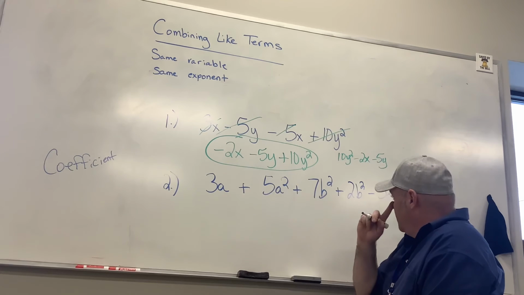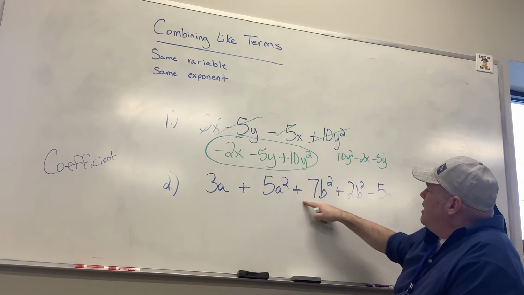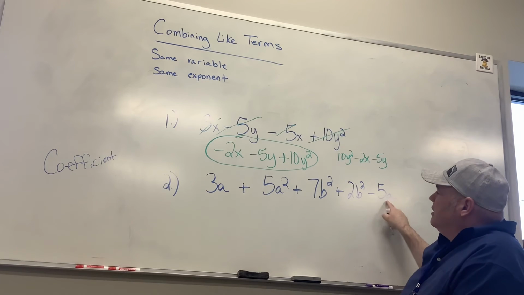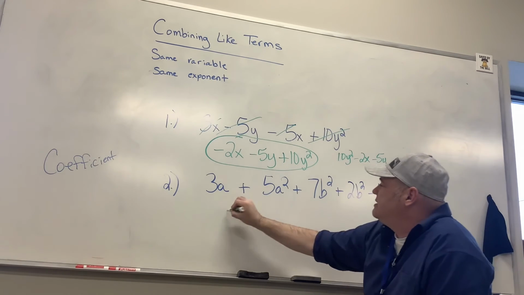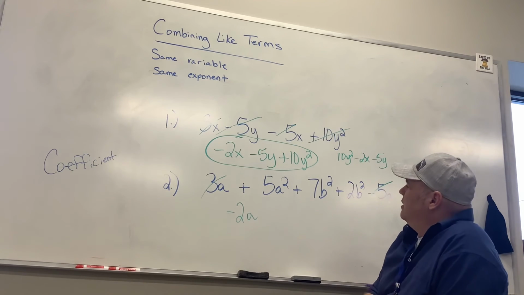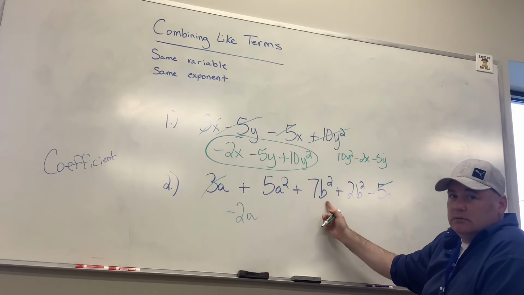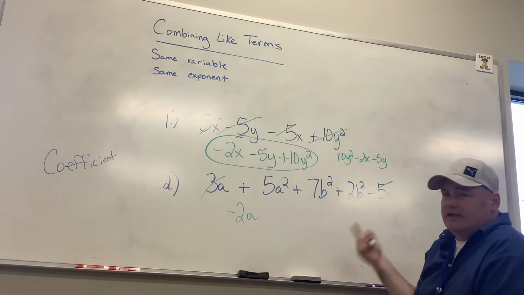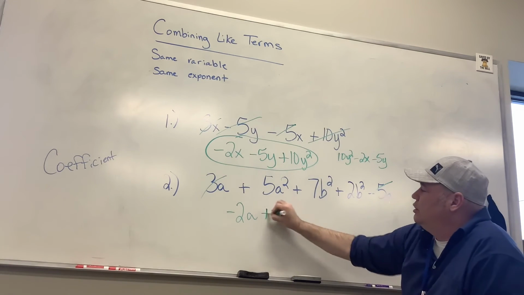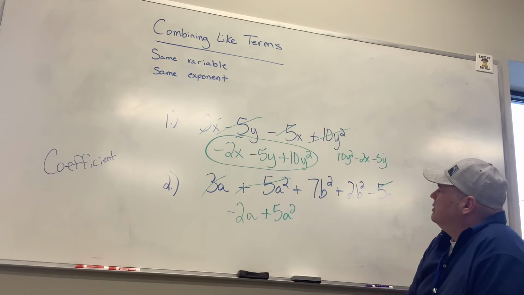Okay, now let's check this one. First off, 3a, is there any other a? Yes, right here. 3a minus 5a is negative 2a. Okay. Then I check, is there any other a squared? There's a b squared, but it's got to have the same letter and same exponent. So there's no other a squared. So I just copy that down.